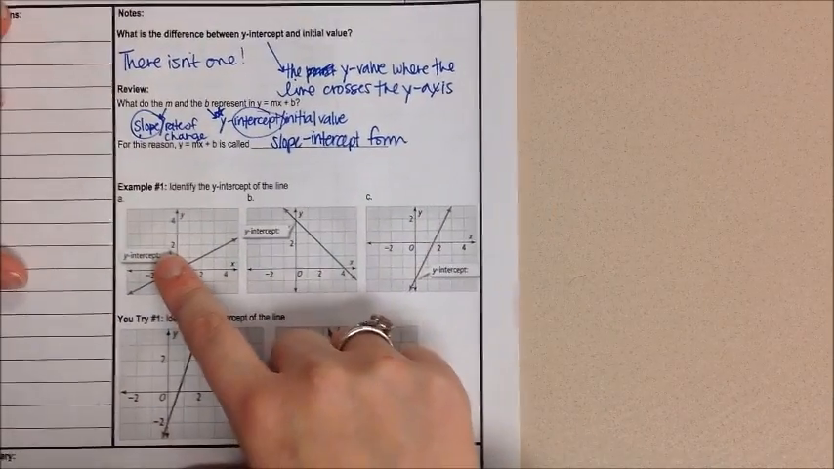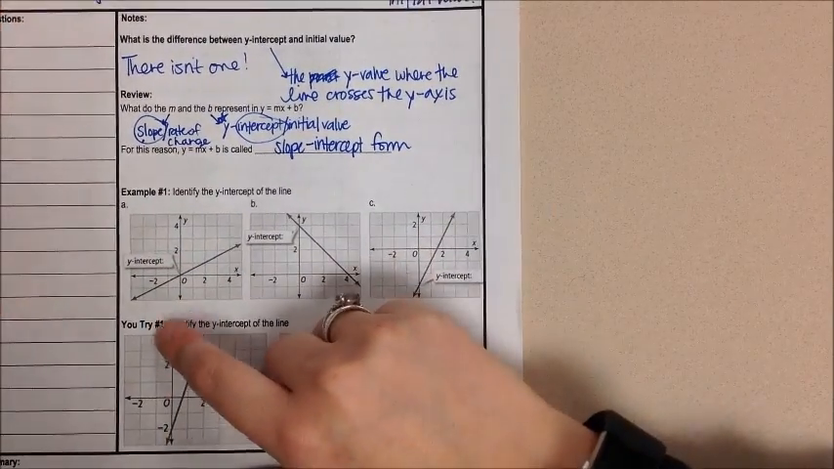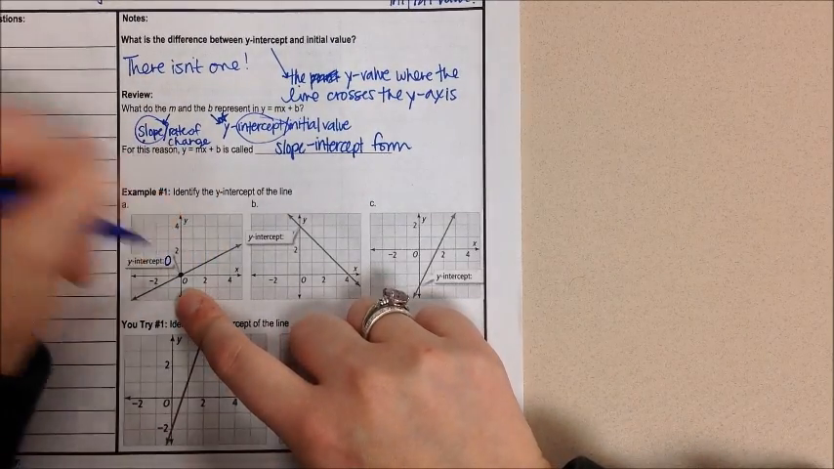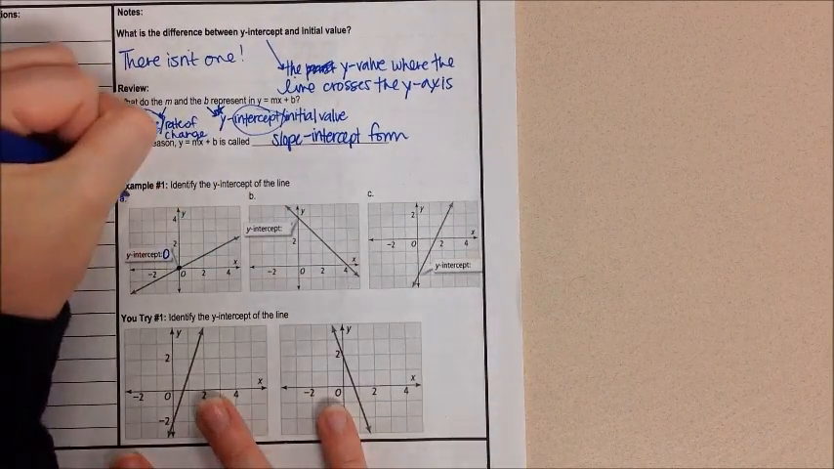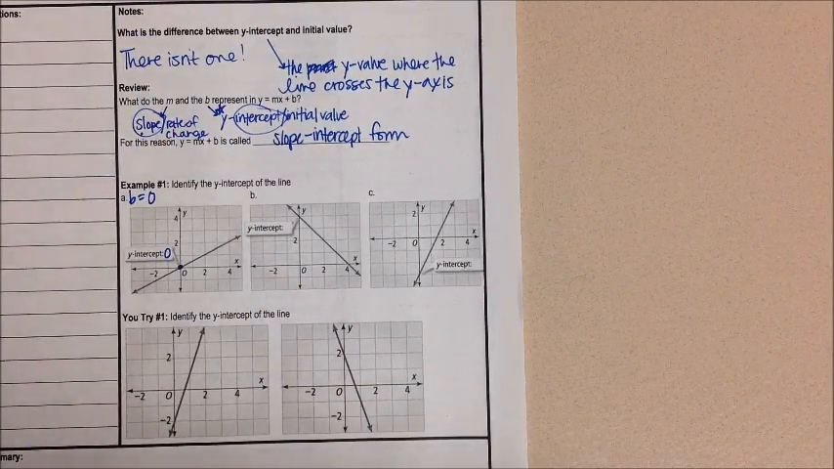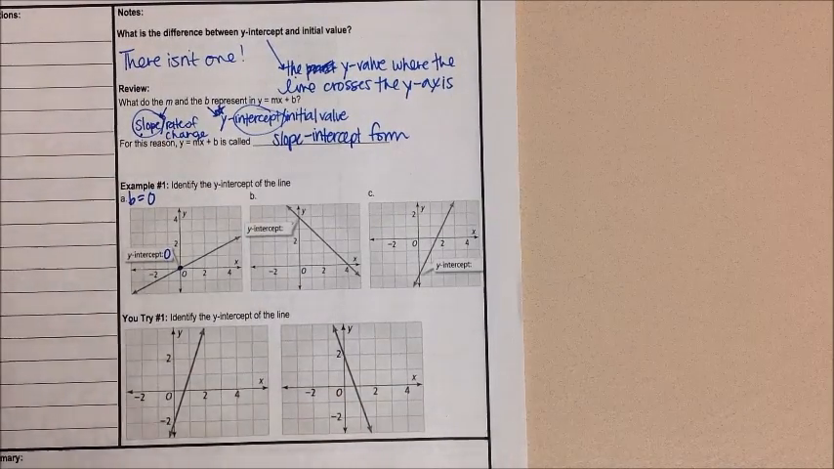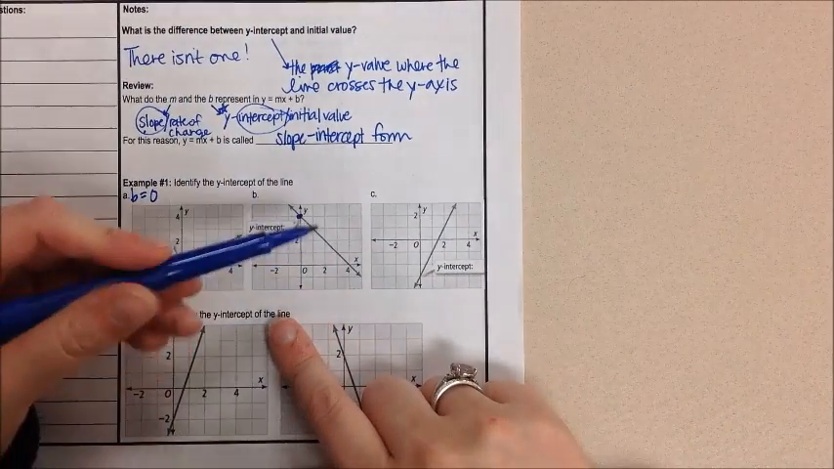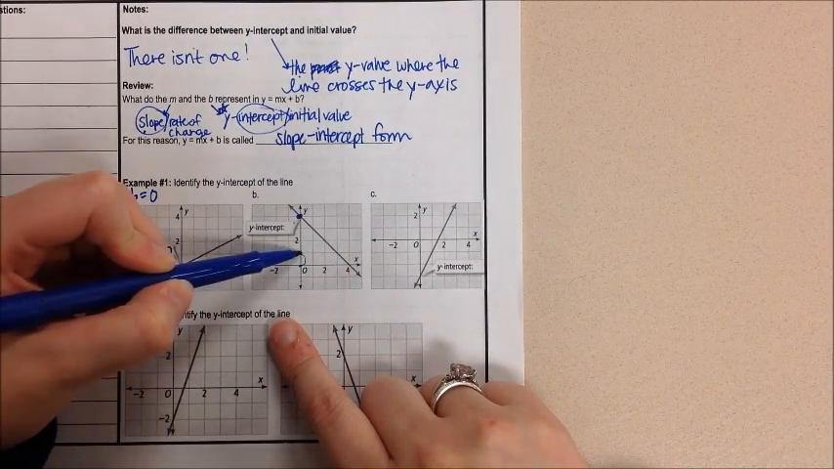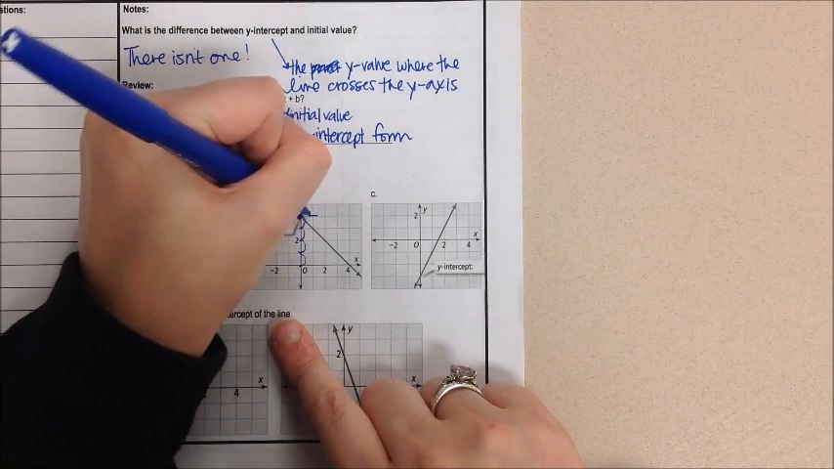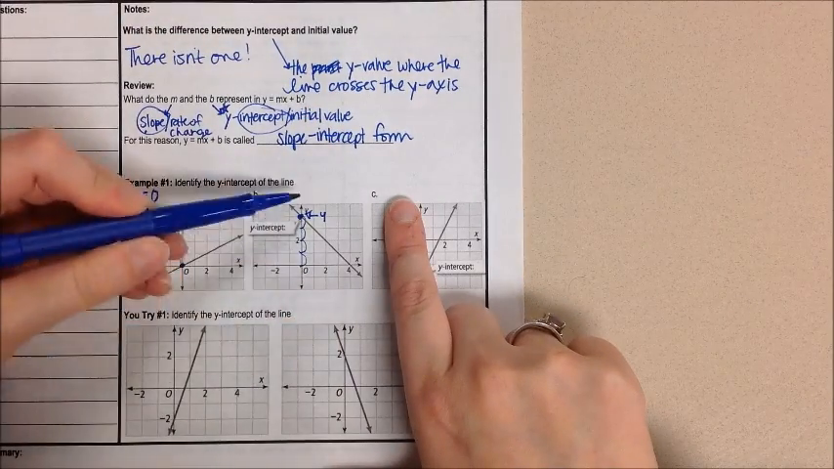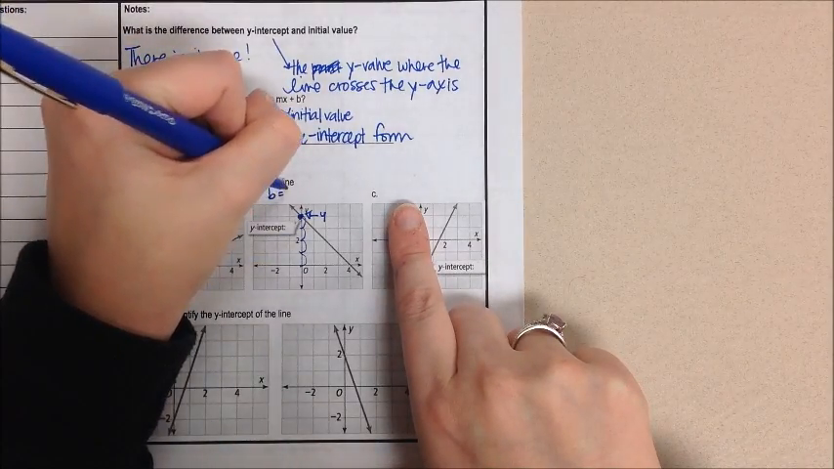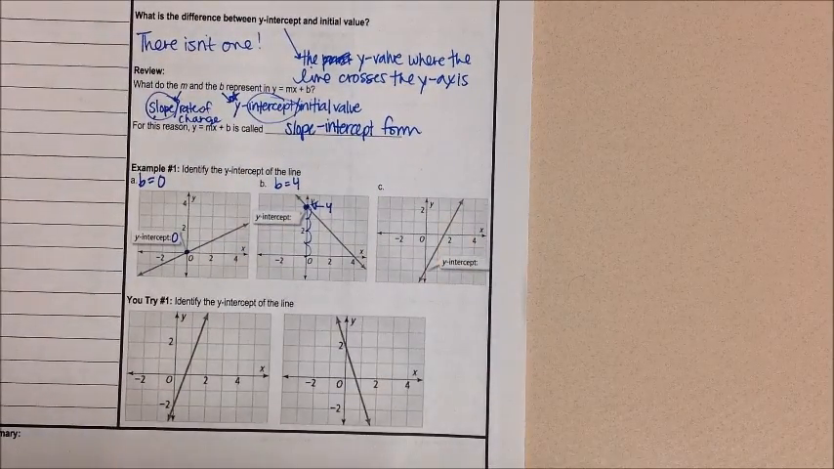So if I'm looking at example number 1, and I'm looking at this y-intercept right here, on that one, my y-intercept is 0. That's pretty easy. I would say b equals 0. On b, I'm looking here, and I'm noticing these are going by ones. So 1, 2, 3, 4. So that's 4 right there. Remember, it's the y value, so on the y-axis. So on here, my y-intercept equals 4.